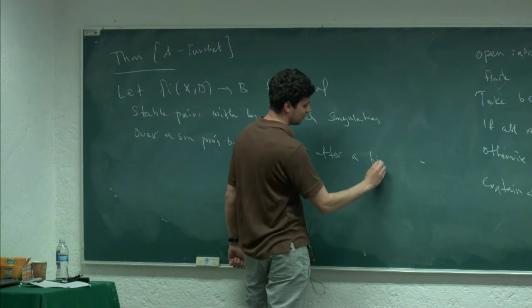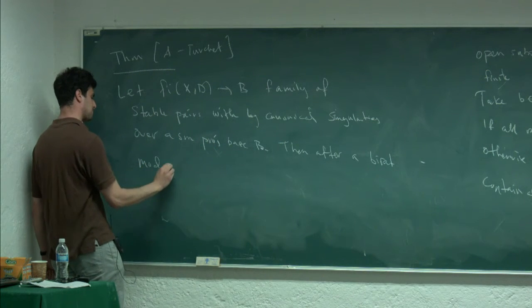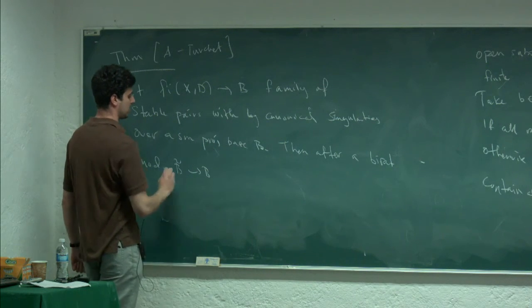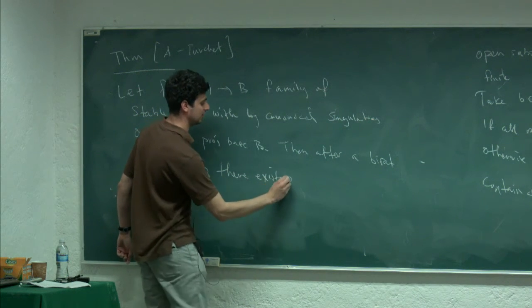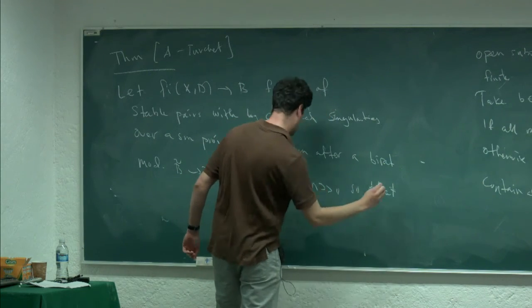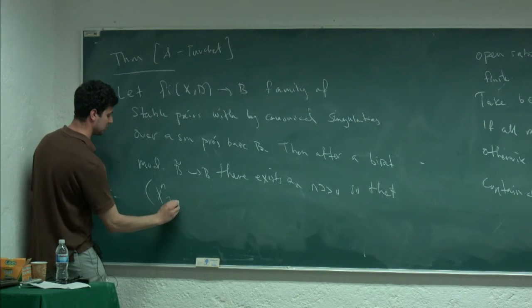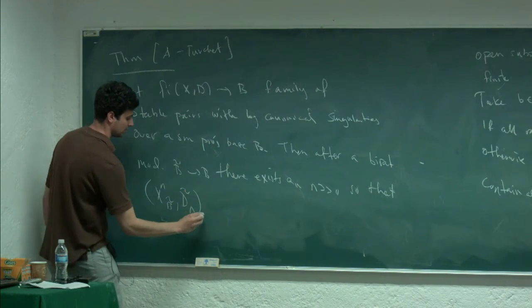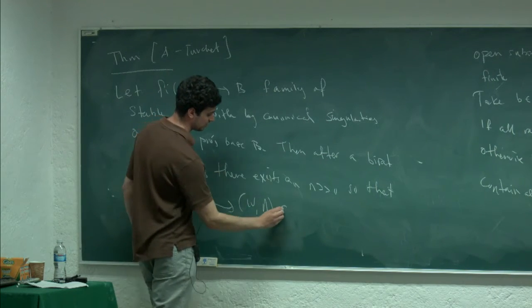Then after a birational modification of the base, okay, the same thing is true. There exists an n sufficiently large so in this case we actually get a morphism. So X_n, B tilde, D tilde_n admits a morphism to W, Delta, a pair of log general type.